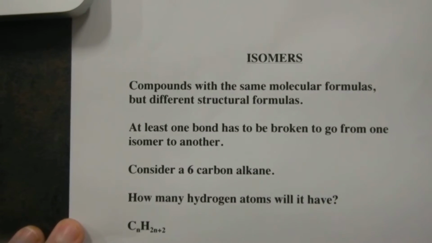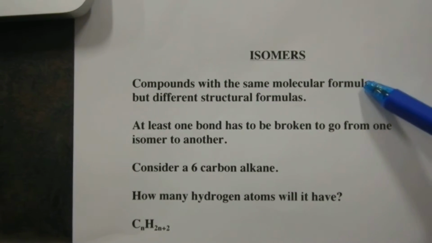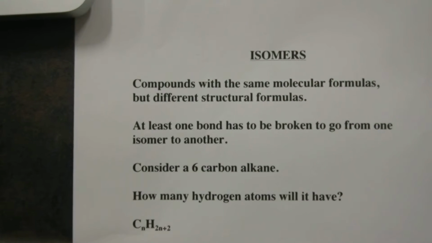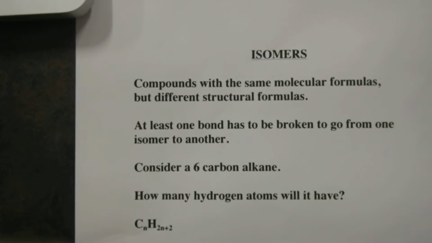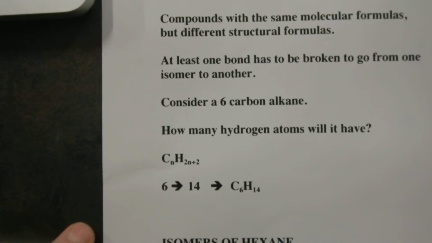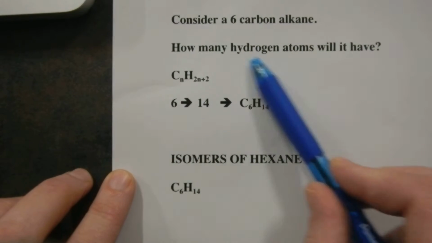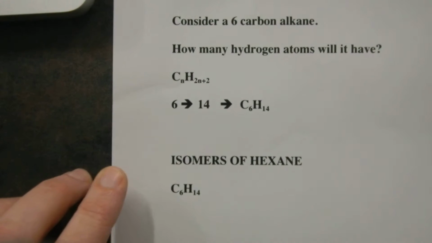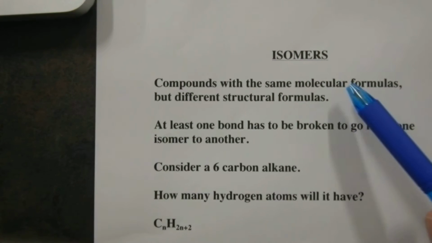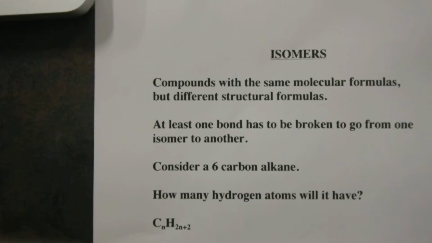Good day. You have these notes that you should have copied out from the previous video about isomers. What we are going to look at is the isomers of hexane. Hexane is C6H14. That prefix iso means the same.